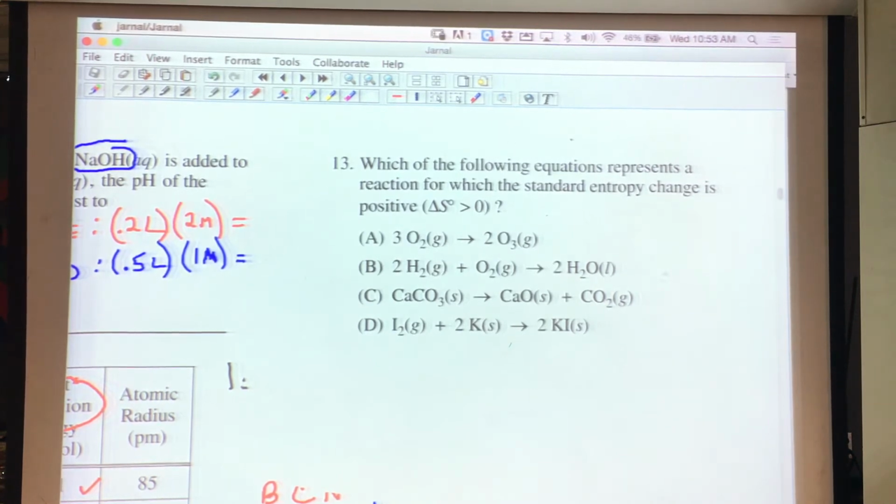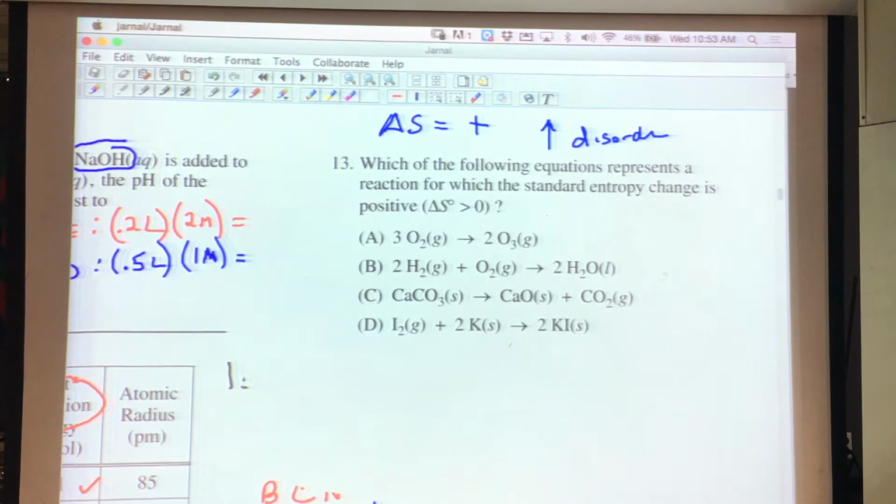Which of the following equations represents a reaction for which the standard entropy change is positive? My gosh, how many times have they asked for this in part 2? Entropy, very simple, is delta S. And delta S is the measure of what? Dispersion of energy, and what parallels dispersion of energy is disorder. Okay? So it's positive when energy is being dispersed from a concentrated source to a less concentrated one, or we increase our disorder.